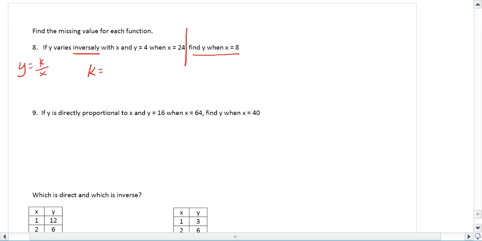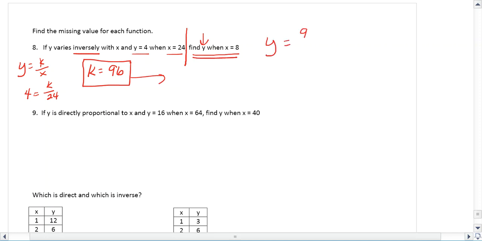Now let's find the k using these first two values. So 4 equals k over 24. If you multiply both sides by 24, we get a value of 96. Now let's take this and let's use it to do the second half of the problem. We don't know what y is. This is what we're looking for. So y equals, now put the k in, put the 96 that you found, and we're dividing by 8. And I believe 96, I believe that is 12.